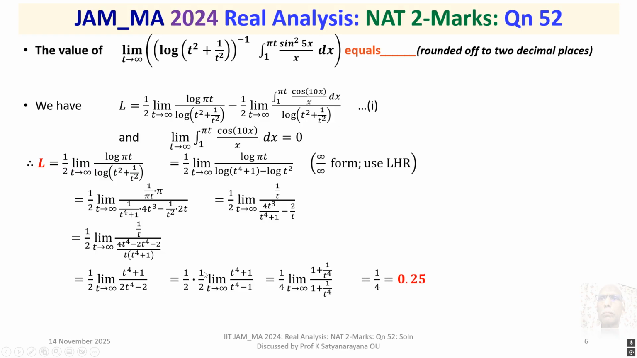So 1 by 2 into 1 by 2 into limit t tends to infinity of t to the power of 4 plus 1 by t to the power of 4 minus 1, and this will be 1. So 1 by 4 into 1, that is 1 by 4, and that will be 0.25 because it is to be rounded off to 2 decimal places. So thus the answer to this question is 1 by 4, that is 0.25. That is the detailed discussion of the solution of the given problem.